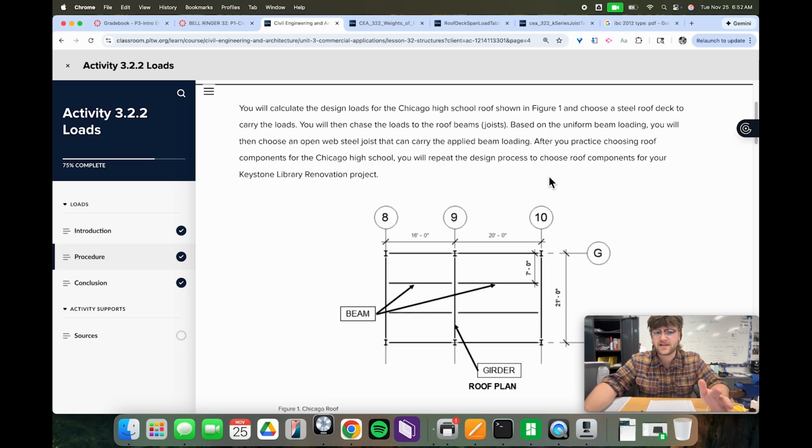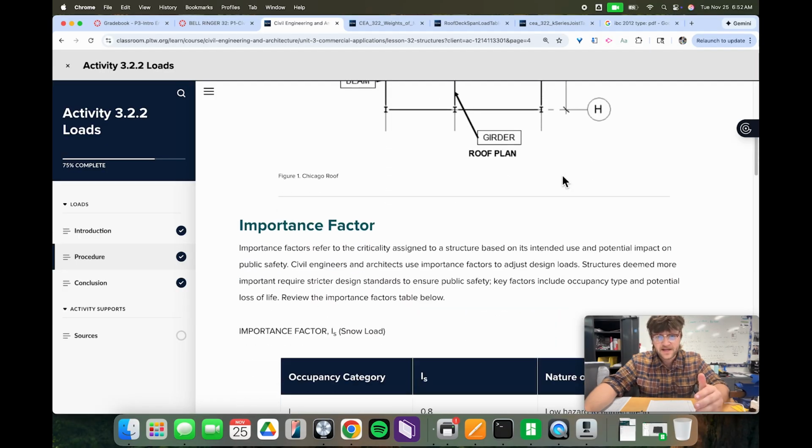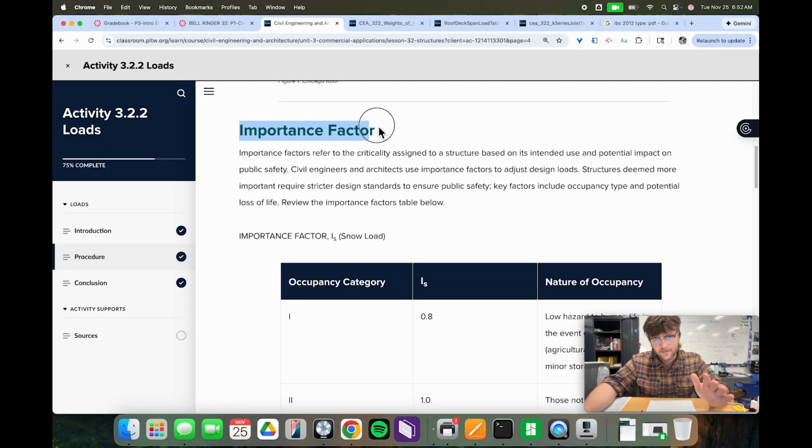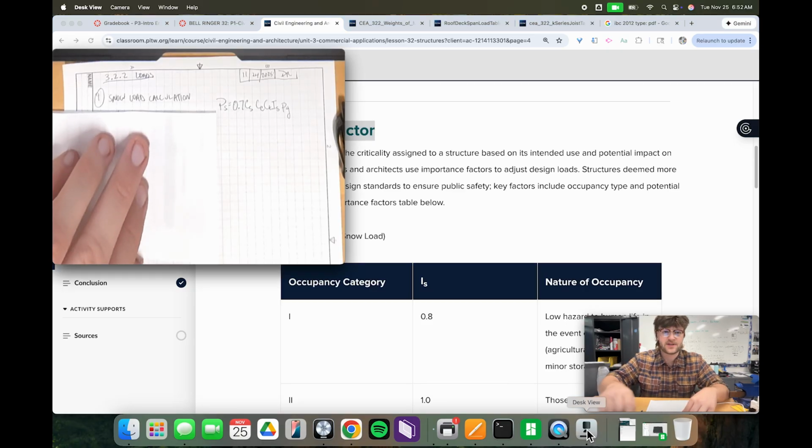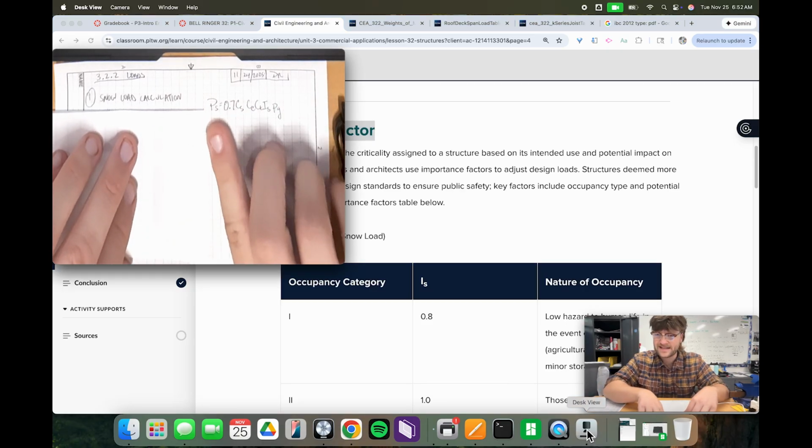After this practice, we're going to end up repeating this design process for our roof components of our Keystone Library renovation project. So let's go ahead and begin here with the importance factor. This is a part of our snow load design, our snow design load.